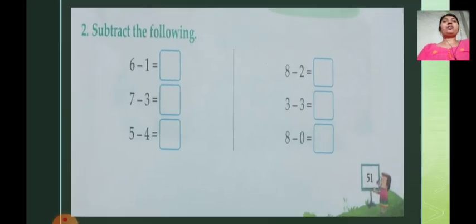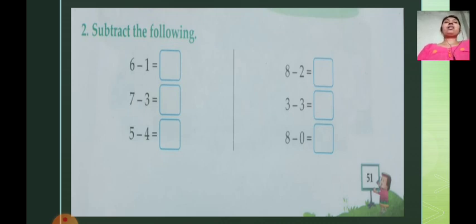Okay, question number 2. Subtract the following. Now here you have to subtract numbers. Okay, 6 minus 1. Now student, in addition I told you one trick that when we add 1 to any number, you will get the answer as the after number of that number. But when you subtract 1 from any number, you will get the answer as the before number of that number.